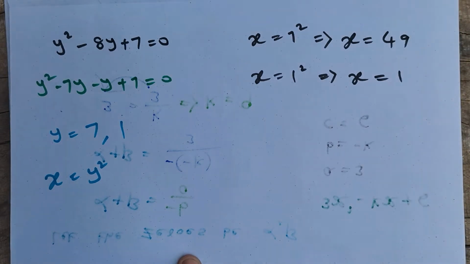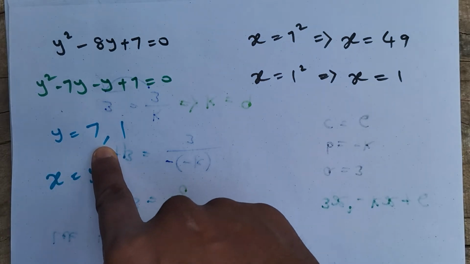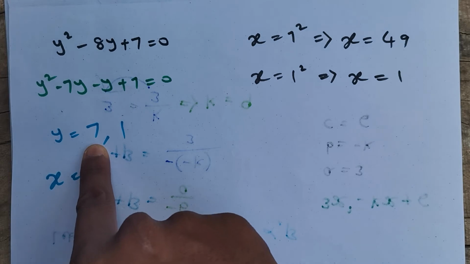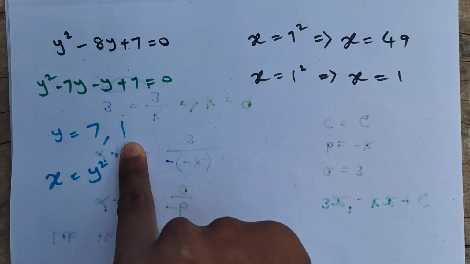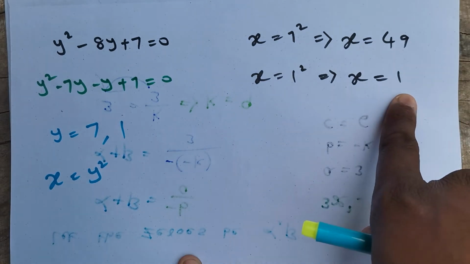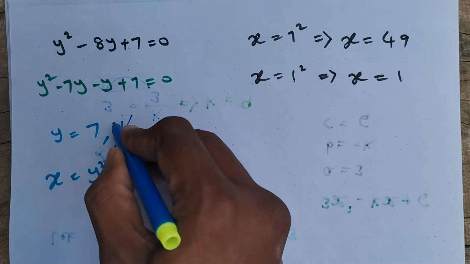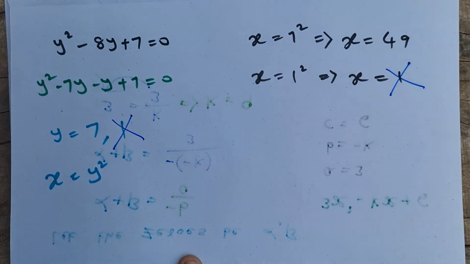Okay, now let us observe once. y is son's age, that is 7. If son's age is 7, then father's age is 49. If son's age is 1, father's age is also 1. It is impossible, because if the son is 1 year old, father can't be 1 year, because father and son won't be the same age. So that is wrong.